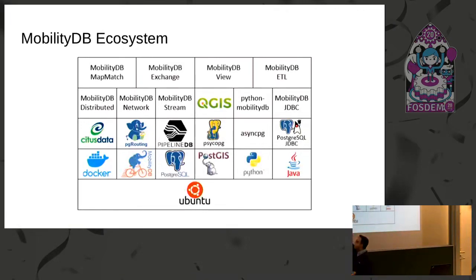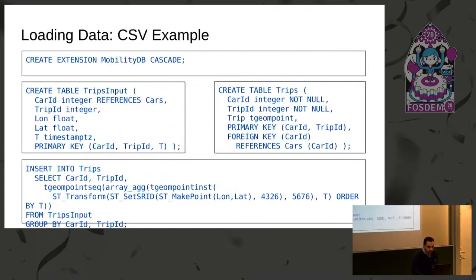For a quick start using MobilityDB, there is a Docker image, and so on. So how does it look like loading the data? The most common format is comma separated. You can always transfer whatever tracking format to some comma separated.